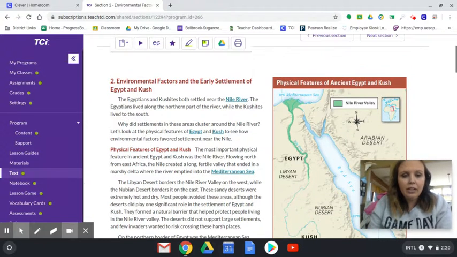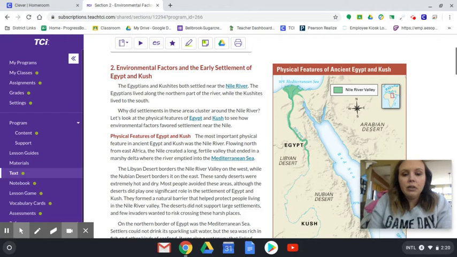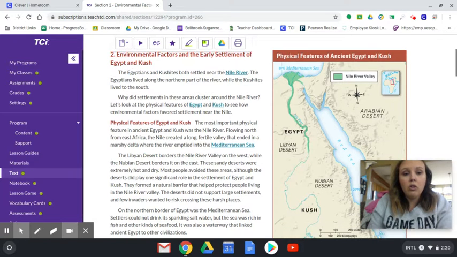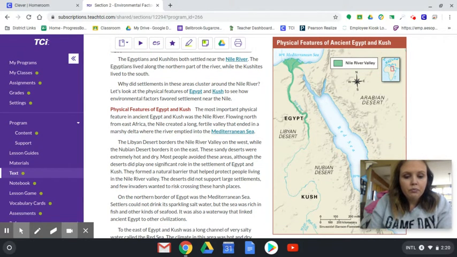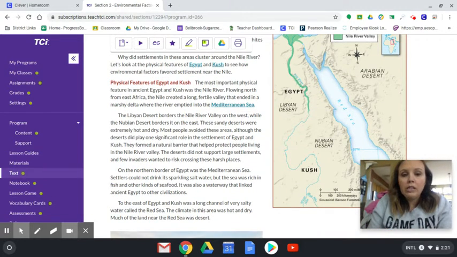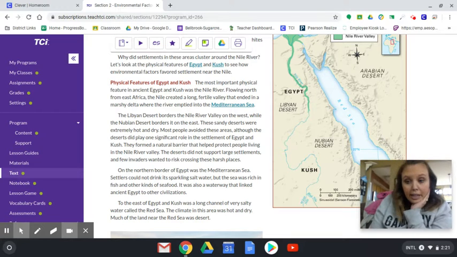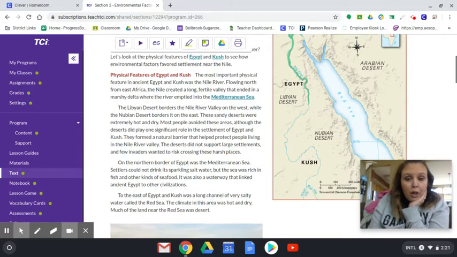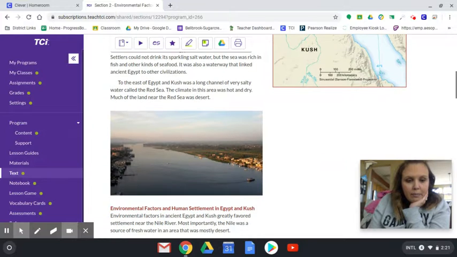Basically, if you look at section two, you'll see that it's starting to talk about the physical features. You're looking at all the environmental factors that we talked about yesterday, and remember what those are. You want to know what's around and how it makes that nation run the way that it does and how it impacts them.